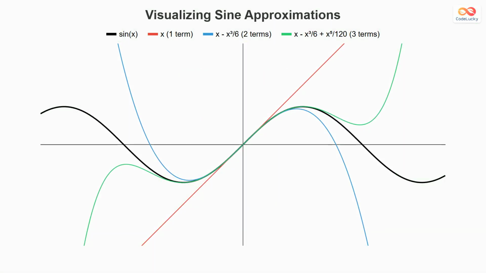Let's see this in action. The black line is the true sine wave. The red line is just the first term, x. The blue line adds the cubic term, and it hugs the curve longer. The green line adds the fifth power, fitting the wave even further out. More terms mean better accuracy.